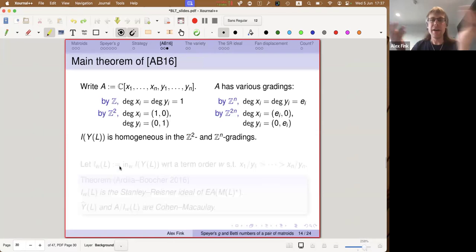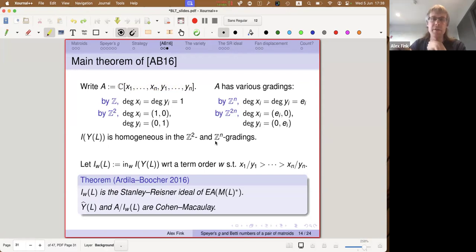Oh, I didn't say what my gradings are, but I put them here on this slide. There are sort of 4 natural gradings on this polynomial ring: the Z grading, the Z squared, the Zn, and the Z2n gradings. Our ideals of interest will mostly be homogeneous in the Z squared and the Zn gradings.